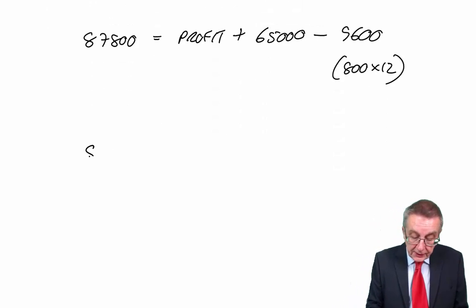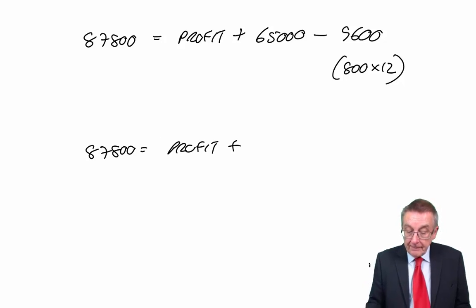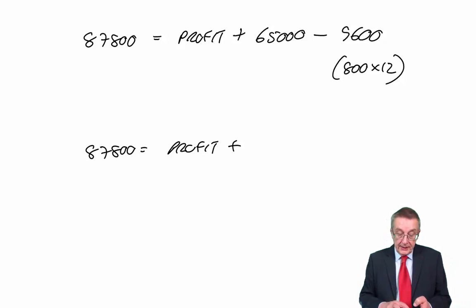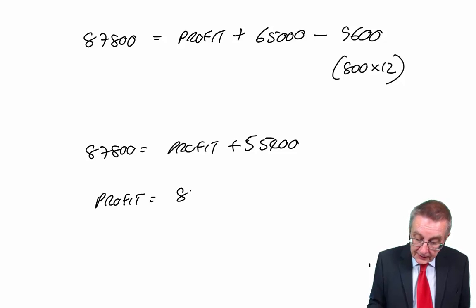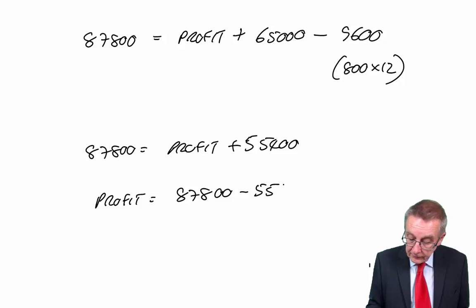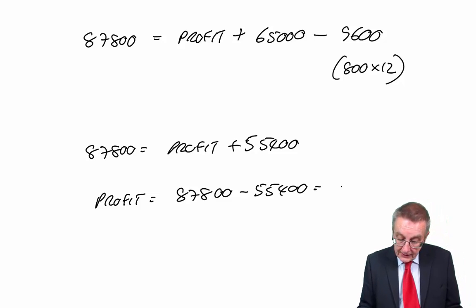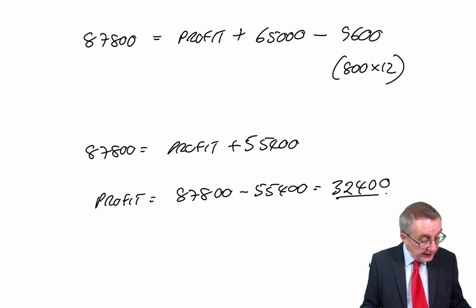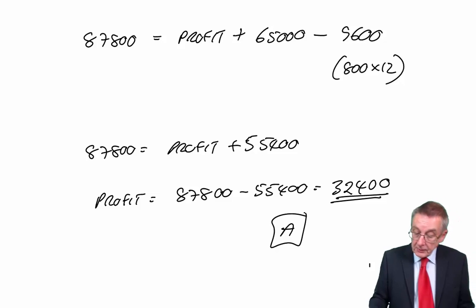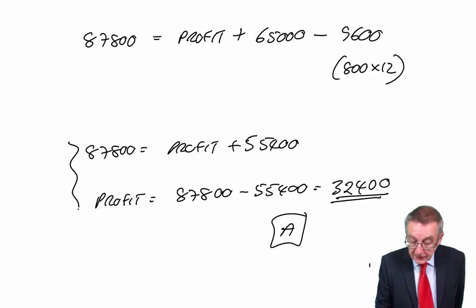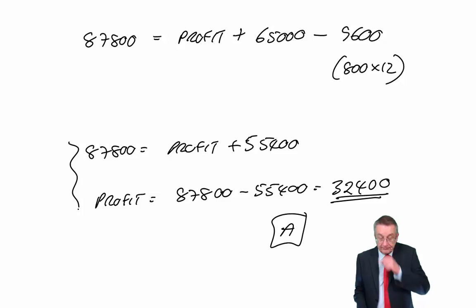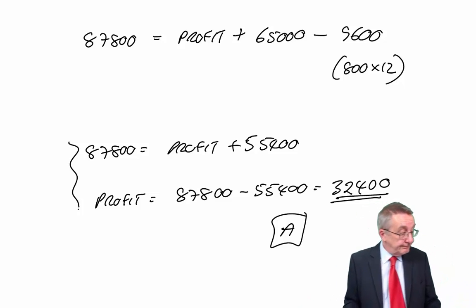So it's then just being efficient. 87,800. If you can write the answer straight down, do. But is the profit plus 65,000 minus 9,600? 55,400. And therefore the profit, subtracting 55,400 from both sides, the profit is 32,400. Is it? Yes, it is one of the choices. The answer is A. Quite frankly, you shouldn't need to write all those lines down. But it's a question of speed again.